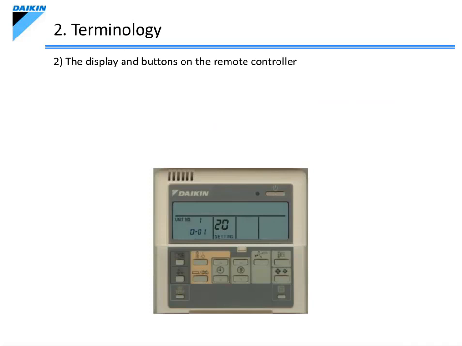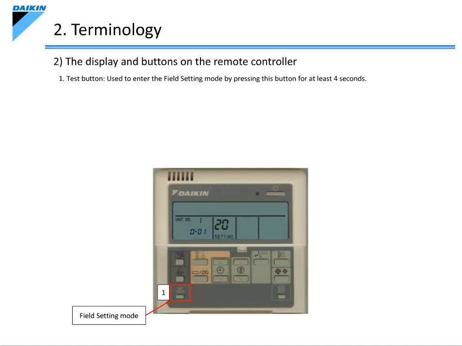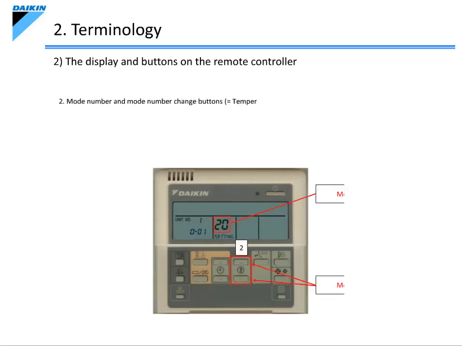Let's now look at the names of the remote controller components. This is the test button used to enter the field setting mode on the remote controller. Pressing this button for at least 4 seconds allows you to enter the field setting mode. This setting display indicates that the remote controller is in the field setting mode. This is the mode number, and these temperature control buttons are used to change it.